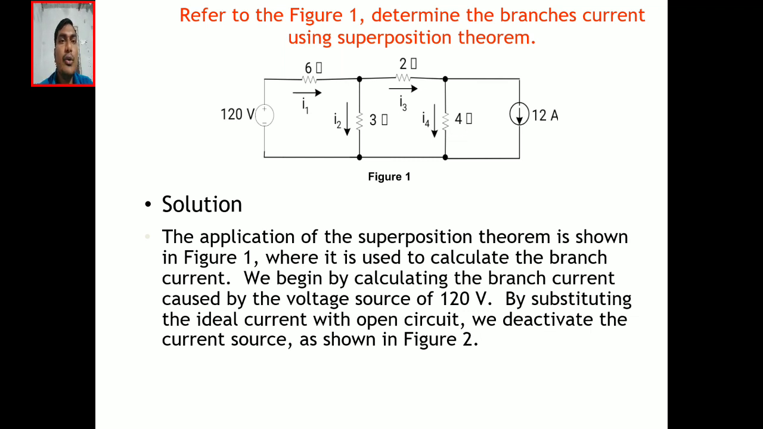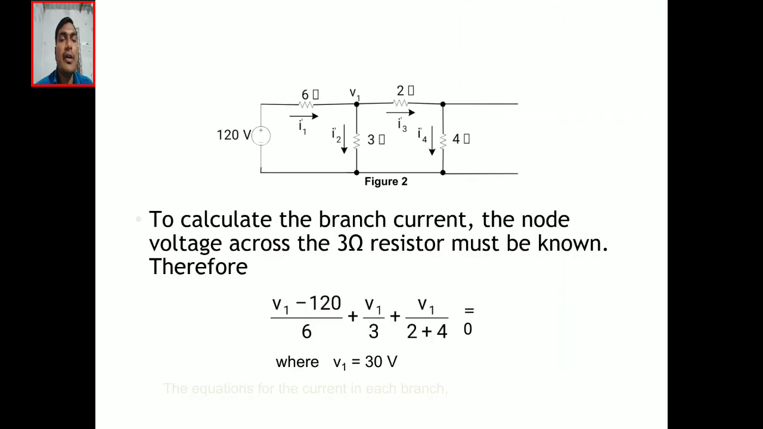There are two sources here: a 120 volt voltage source and a 12 amp current source. So what do we have to do here? First, we have to consider only the 120 volt source and remove the 12 amp source. Remove or deactivate the 12 amp source.